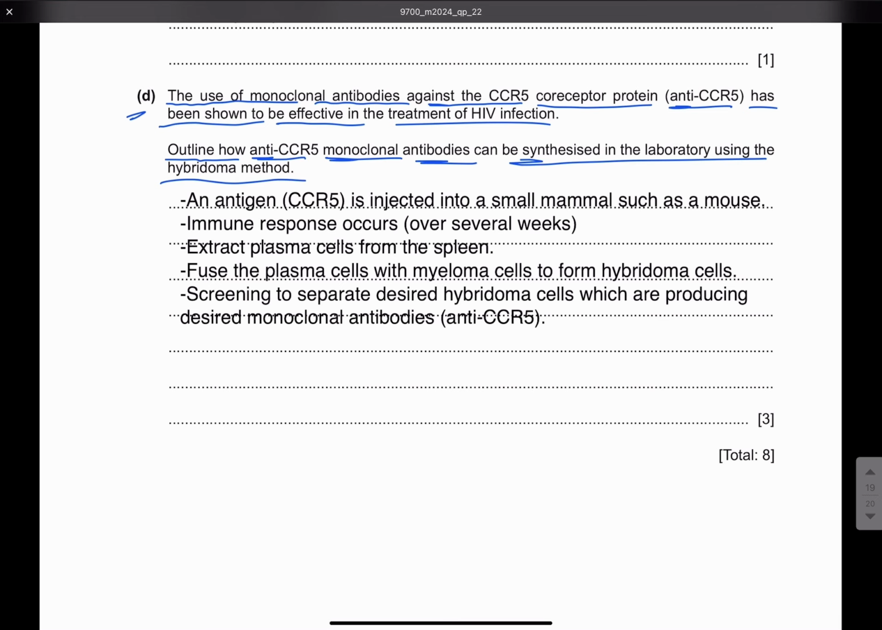And why did we collect all the plasma cells from the spleen? Because we don't exactly know which one is our desired plasma cell. So we take out all the plasma cells from the spleen, we fuse the plasma cells with the myeloma cells to form hybridoma cells, and then we screen for our desired hybridoma cells. The desired hybridoma cells are those hybridoma cells which are secreting our desired monoclonal antibodies.